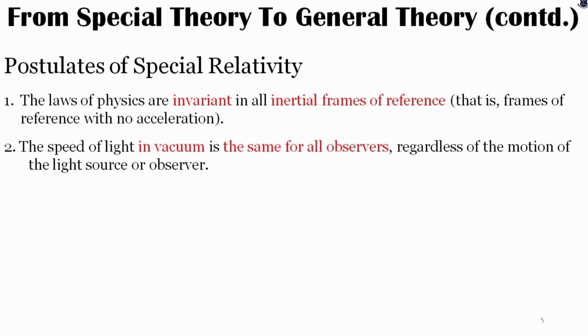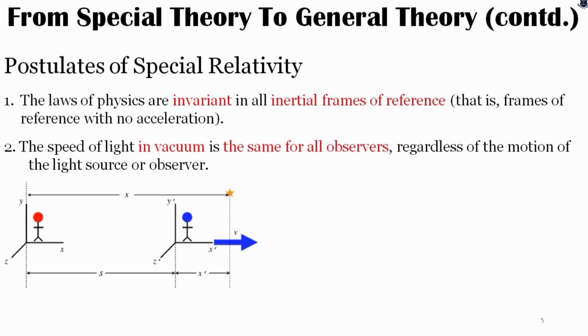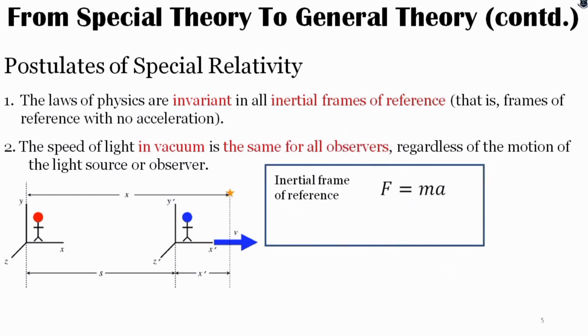The speed of light in vacuum is the same for all observers regardless of the motion of the light or observer. So here is a kind of photograph which shows a kind of movement. This is particularly for inertial frames of reference.